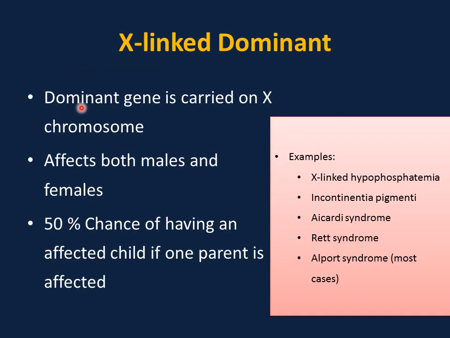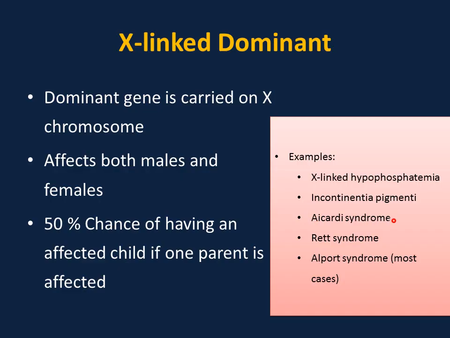X-linked dominant: the dominant gene is carried on the X chromosome and affects both males and females. 50% chance of having an affected child if one parent is affected. Diseases associated with X-linked dominant are very rare. Examples: X-linked hypophosphatemic rickets, incontinentia pigmenti, Aicardi syndrome.